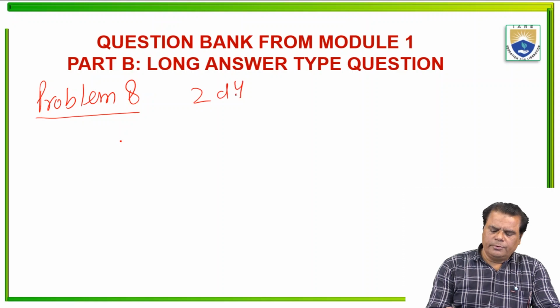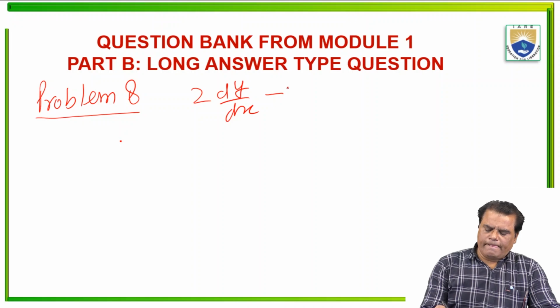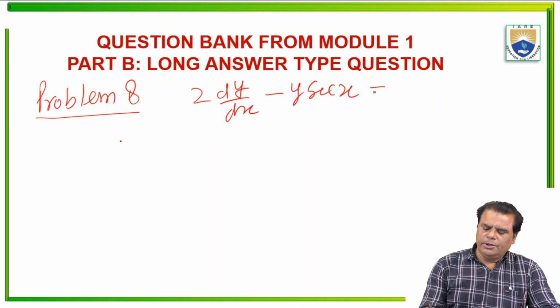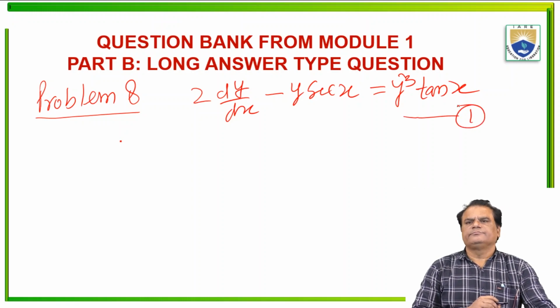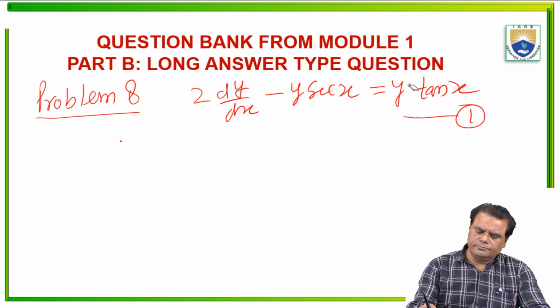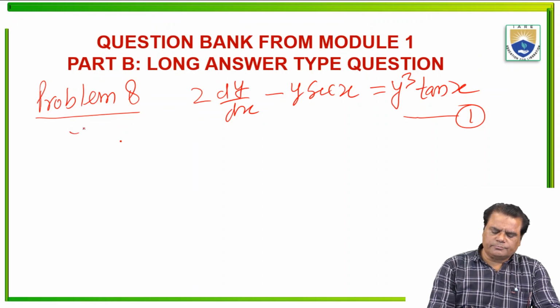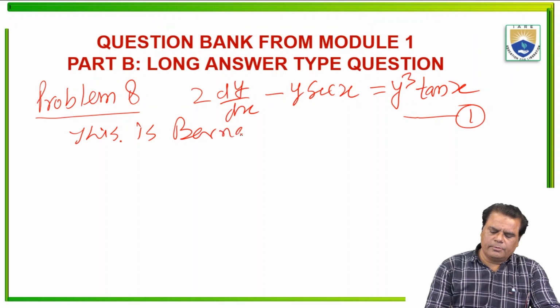2 dy dx minus y sec x equal to y cube tan x. So this is equation 1. This is also a Bernoulli equation.